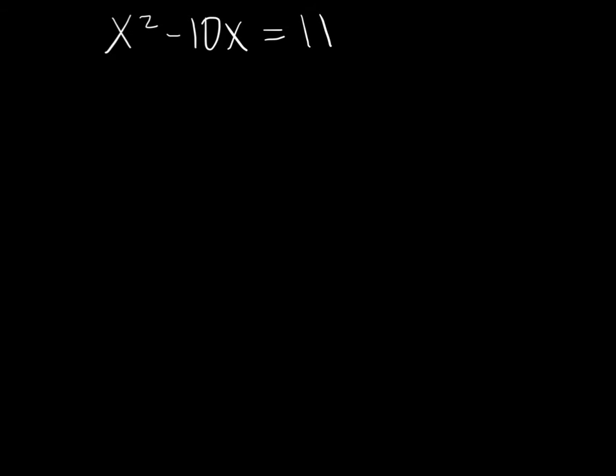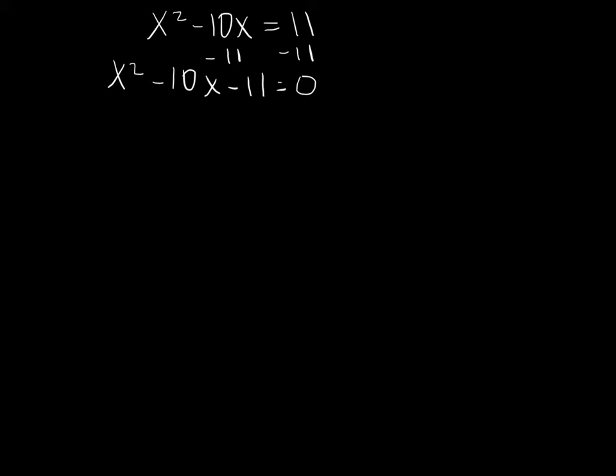So let's go ahead and take a look at an example. We have x squared minus 10x equals 11. In order to use the quadratic formula, we need the equation to be in standard form, correct? So we need it to be equal to 0. And we don't have it equal to 0, we have it equal to 11. So we need to get this 11 gone from this side, so we subtract it from both sides. And we're left with x squared minus 10x minus 11 equals 0. So this is the equation that we're going to work with right here.